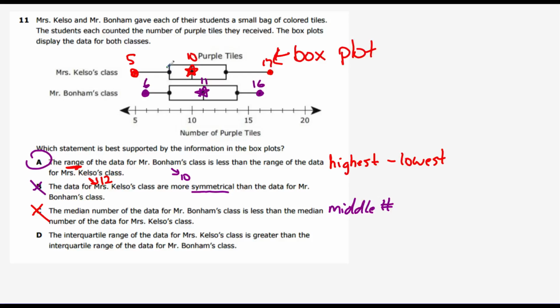And then interquartile range, this one you probably wouldn't have known without knowing box plots. Interquartile range is from one side of the box to the other. So it's basically saying the smaller the box, the smaller the interquartile range. So in this case, Mr. Bonham's is a little bit wider, so his interquartile range would be greater, which is not what this answer says. So our answer had to be A. Okay, we're going to come back to this. This last chapter, we're almost there.